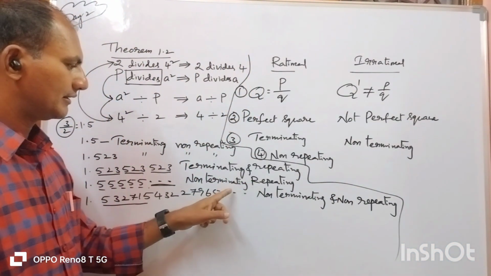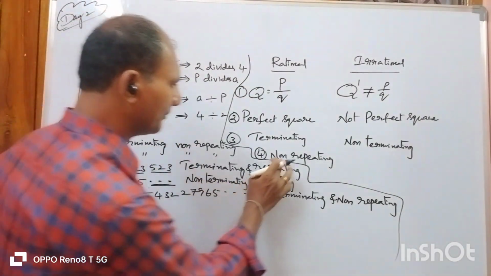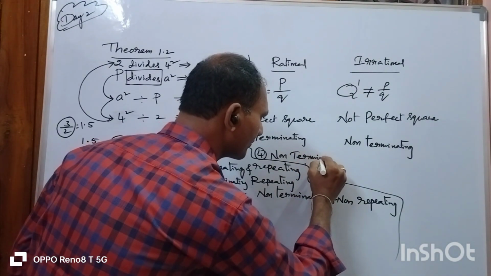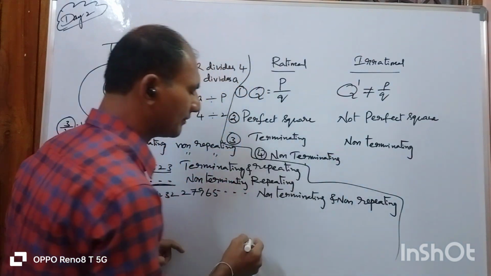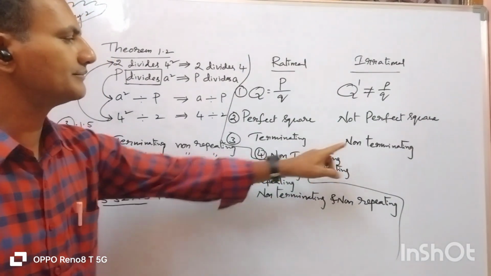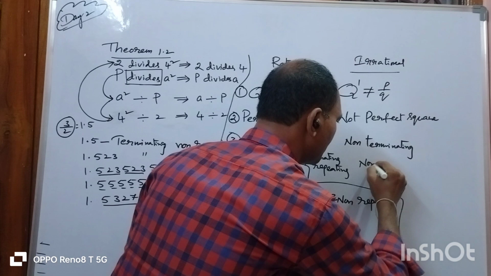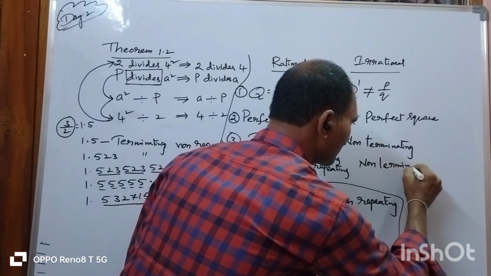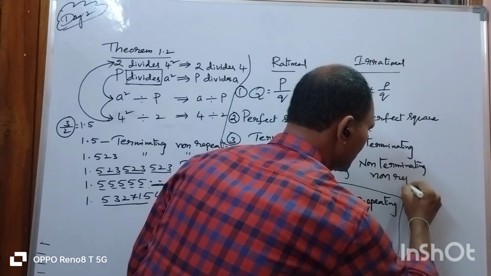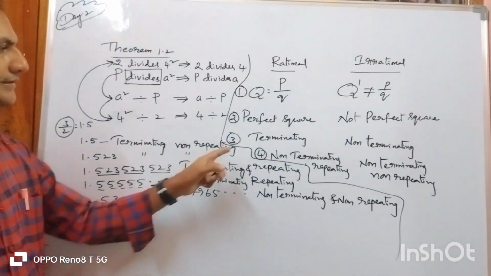Non-terminating, repeating. Non-terminating, repeating. This one, irrational, means non-terminating, non-repeating. Non-terminating, non-repeating. See how many definitions we got?